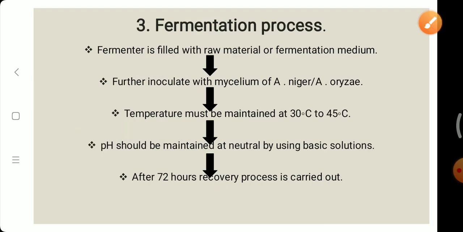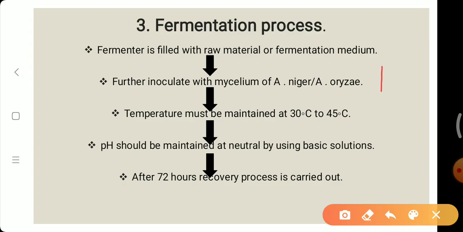Third step is the fermentation process. In the fermentation process, first of all, we will take the fermenter. In the fermenter, we will add the raw material. Then we will sterilize. After sterilization, we inoculate our culture, that is Aspergillus niger and Aspergillus oryzae. After adding the culture, we will maintain the temperature around 30 to 45 degrees Celsius. We maintain the pH around 7. After 72 hours, we go for recovery.